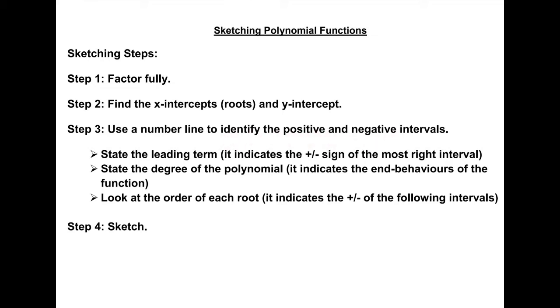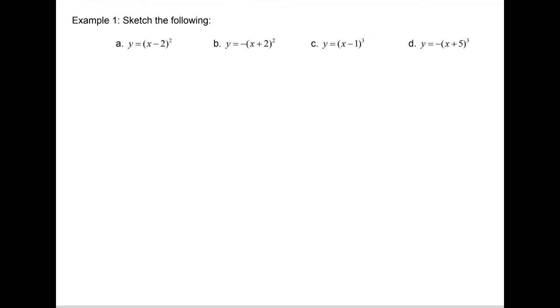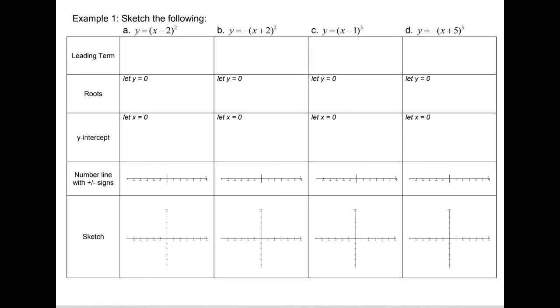The positive-negative intervals on the number line can be easily determined by using the leading coefficient and the degree of the polynomials and the order of the roots. Step 4, now we can do our sketch. Example 1, let's sketch some simple polynomials. We're going to use a chart to help us to organize the findings to sketch.